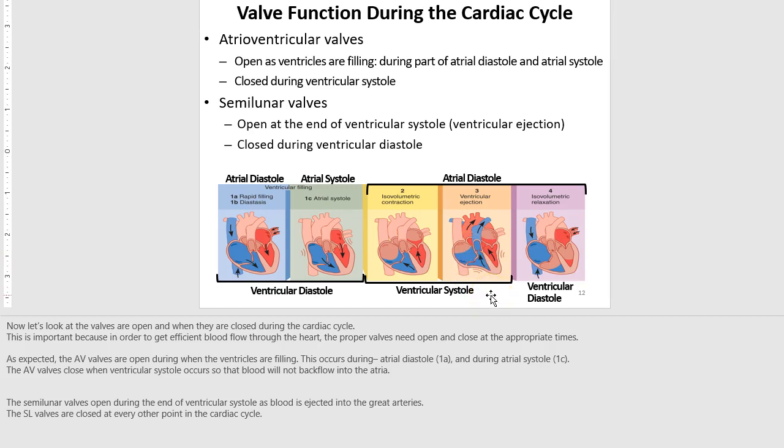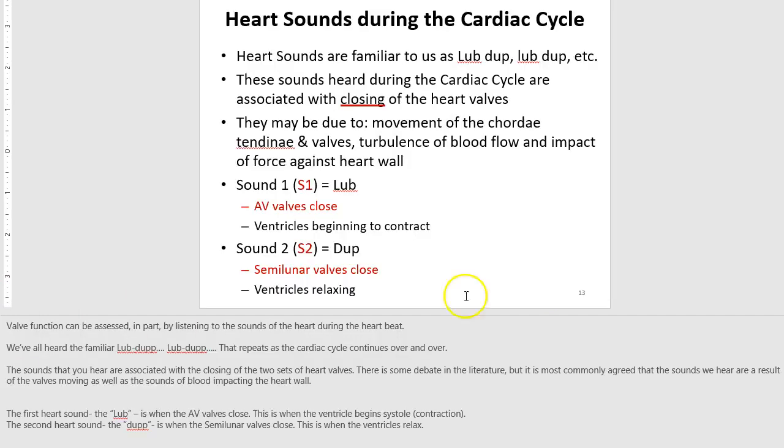The semilunar valves, in contrast, open at the end of ventricular systole as blood is ejected into the great arteries. The semilunar valves then close when the ventricle re-enters diastole. You can hear valves functioning when you listen to your heartbeat. These heart sounds are familiar to most of us as lub-dub, lub-dub, lub-dub.